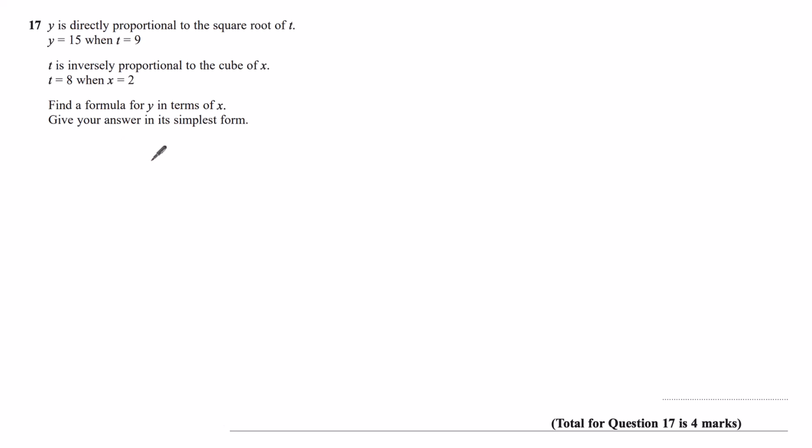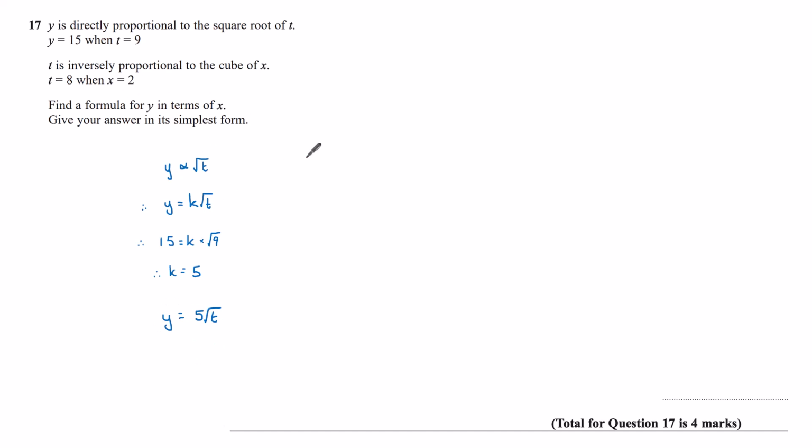So let's start with y being directly proportional to the square root of t. If something is proportional, then we replace this proportionality sign with an equals k. And so y is equal to some constant times the square root of t. Substituting in the values that we've been given, we know y is 15 when t is 9. So that is 15 is equal to k times root 9. Dividing 15 by the square root of 9, which is 3, we get our k value to be 5, which means this can be rewritten as y is equal to 5 lots of the square root of t.